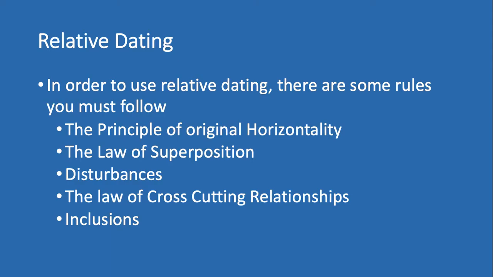In order to use relative dating, there are some rules you must follow, like the principle of original horizontality, the law of superposition, disturbances, the law of cross-cutting relationships, and inclusions.